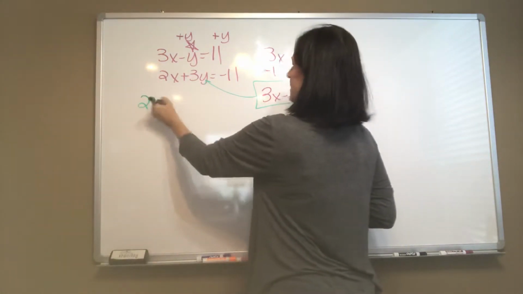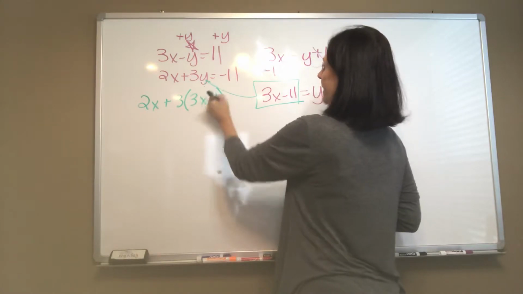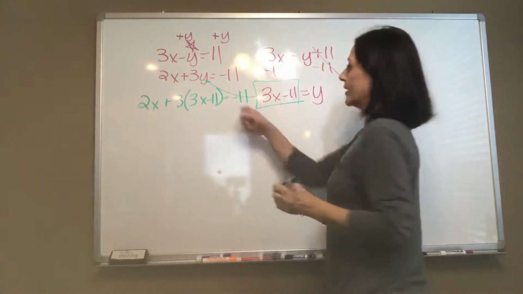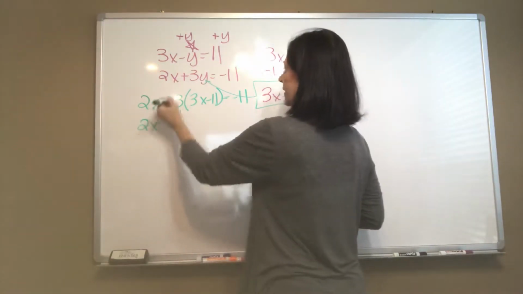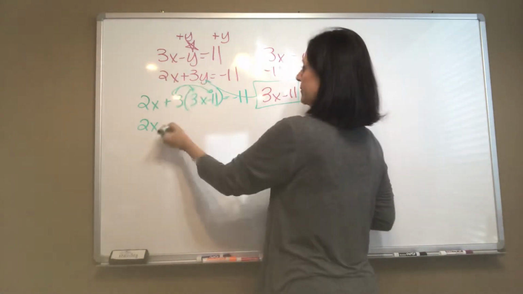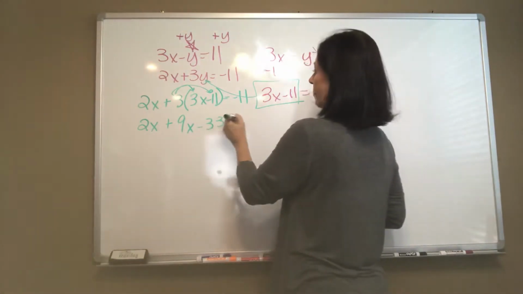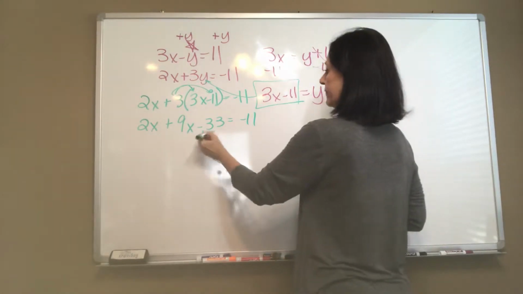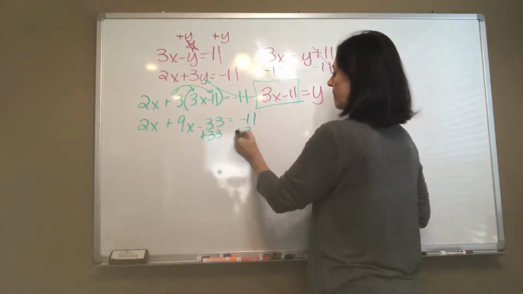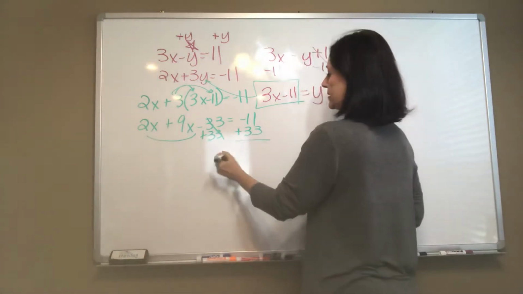All right, so using substitution, substituting in for y, 3x minus 11 equals negative 11. Watch your negatives and positives. I distribute the 3 to both of the terms inside the parentheses. I get 9x minus 33 equals negative 11. I'm going to add 33 on both sides. Combine my like terms.